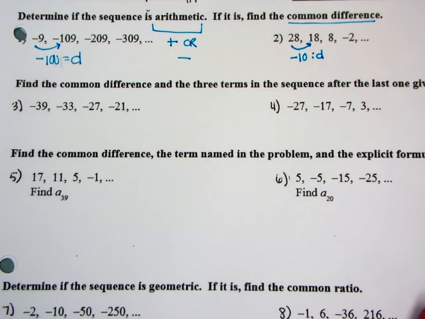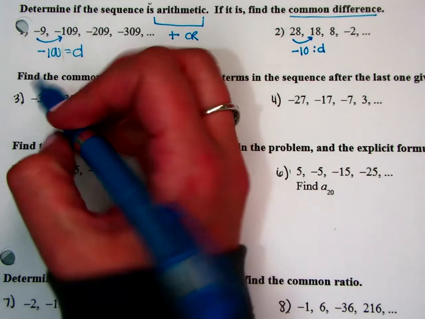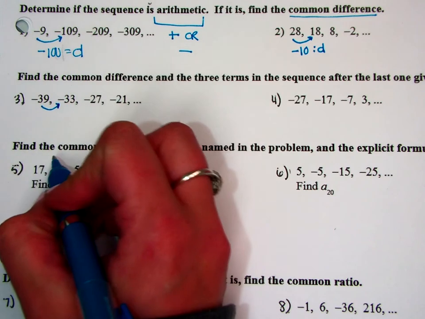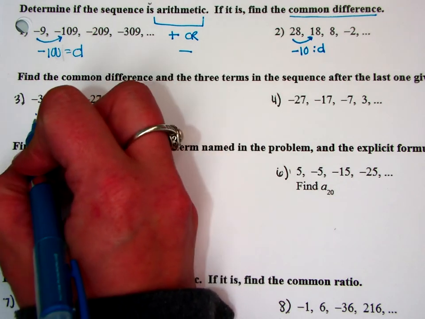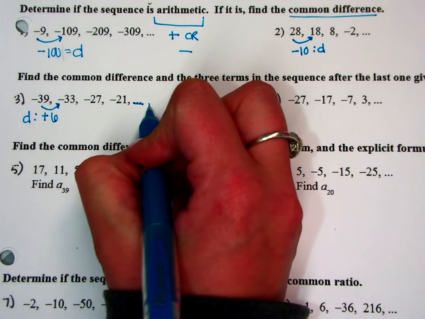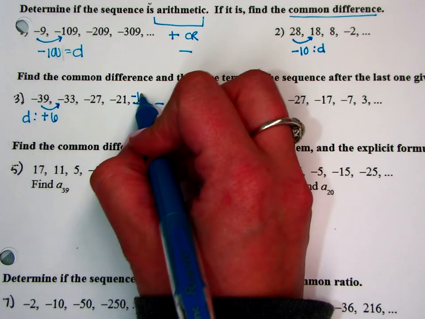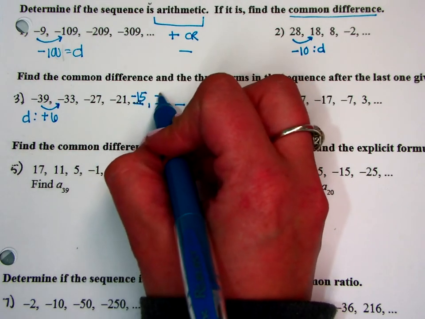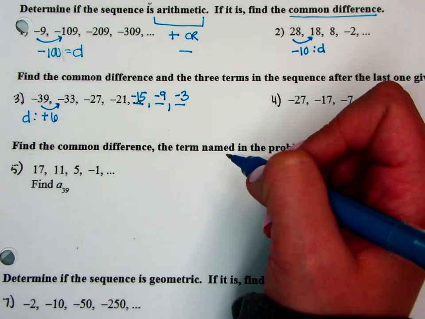Next one, it says find the common difference and then the 3 terms in the sequence after the last one. To get from here to here, I would add 6. So my common difference is plus 6, or 6. To continue the pattern, adding 6 to negative 21 gives me negative 15. Adding 6 again, negative 9. And adding 6 again, negative 3.